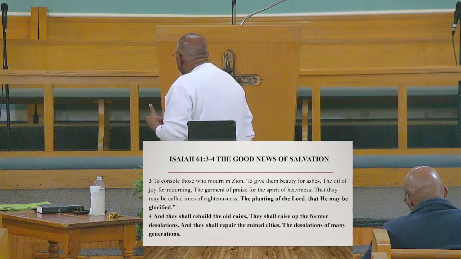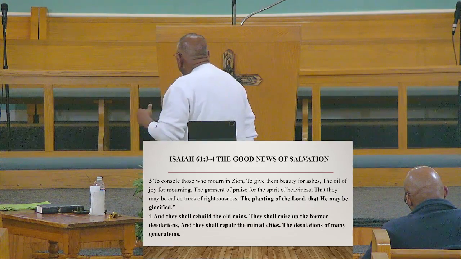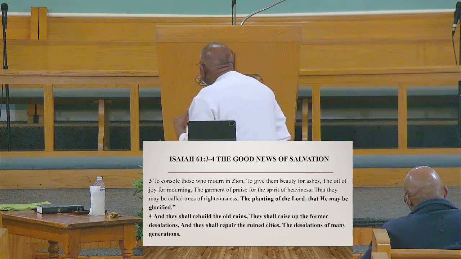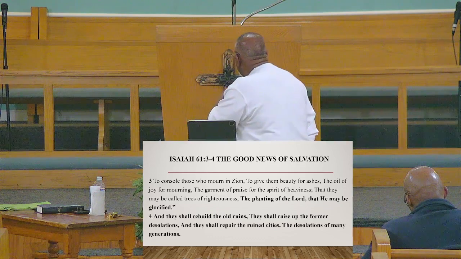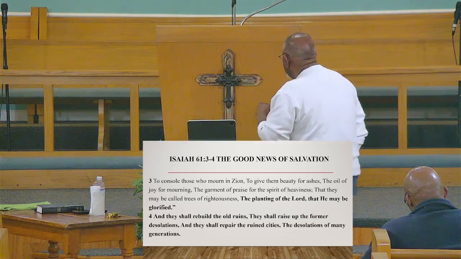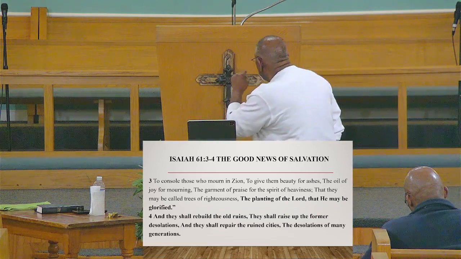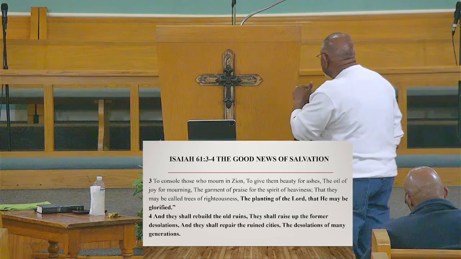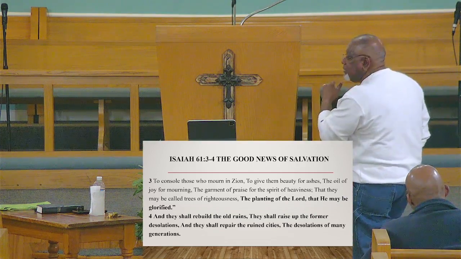To counsel those who mourn in Zion, to give them what? Beauty for ashes, the oil of joy for mourning, the garment of praise for the spirit of heaviness, that they may be called trees of righteousness, the planting of the Lord, that he might be glorified. And look at verse 4. And they shall what? Rebuild the old ruins. And they shall what? Raise up the former desolations. And they shall repair the ruined cities, the desolation of many generations.